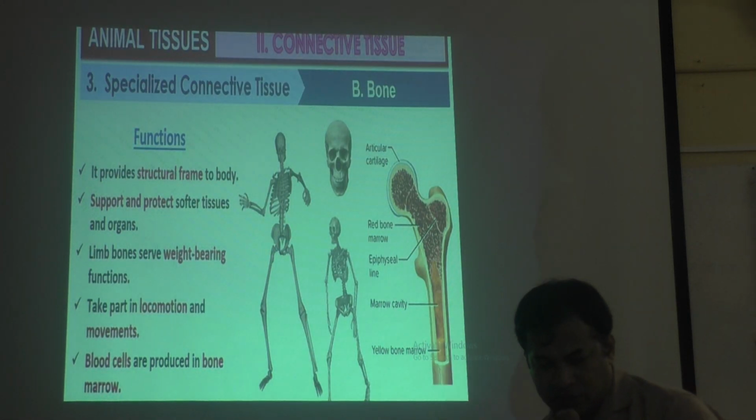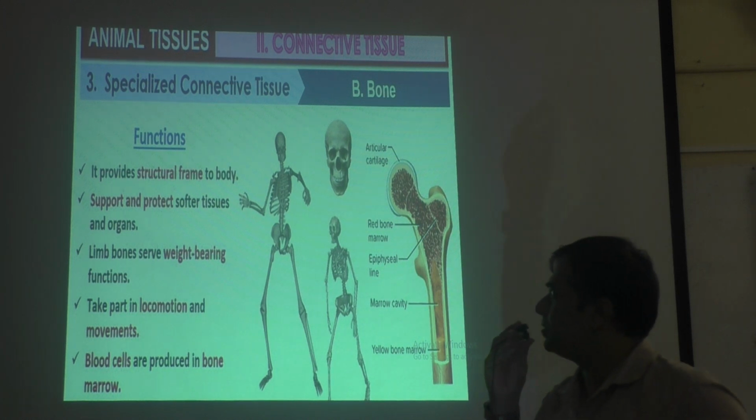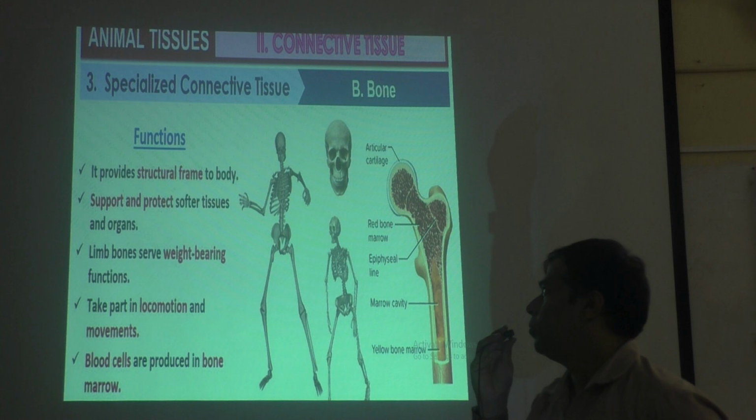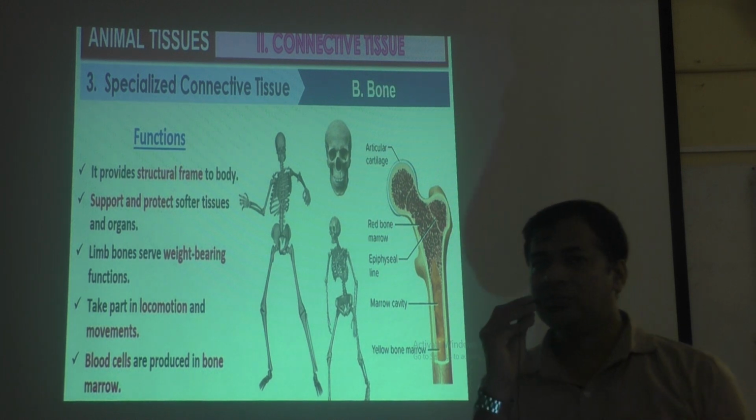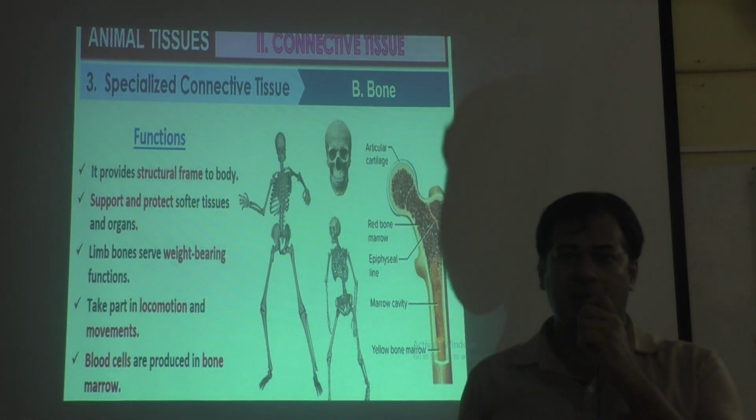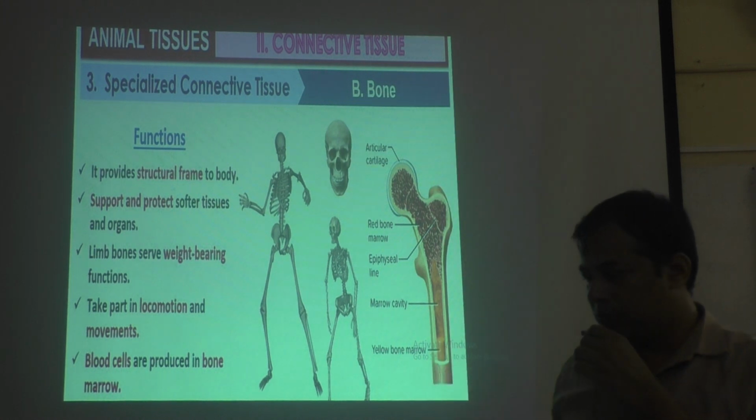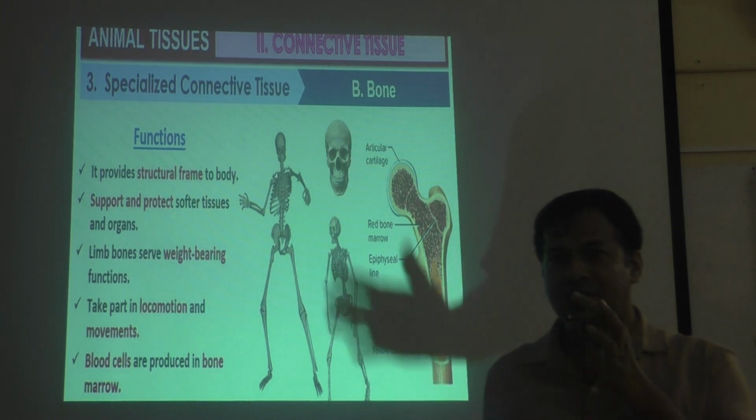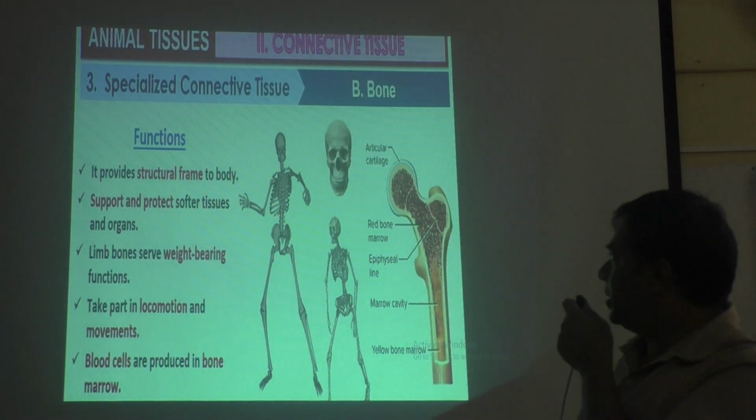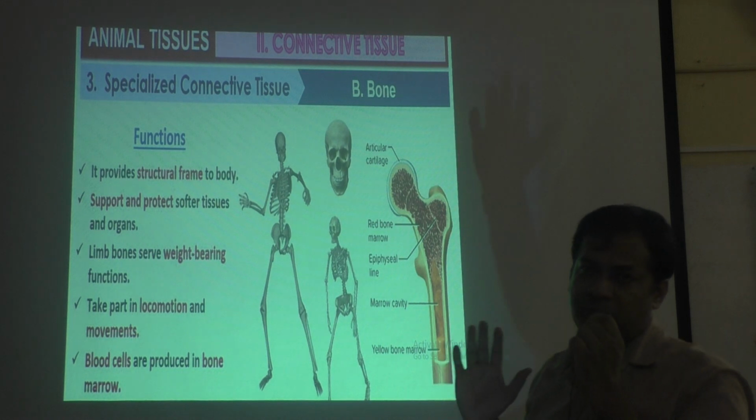Then functions of bones, I don't have to tell, but also we will discuss. Functions of bones, what is the work of bone? Provides structural frame to the body, means it gives shape to the body. Otherwise, if bones are not there, then we will be like a ball. Only muscles will be there, we have to roll on the ground like a football. Because bones are there, we can stand straight. So it gives structural frame to the body, means it gives one shape to the body.